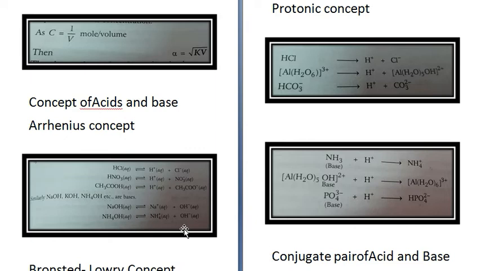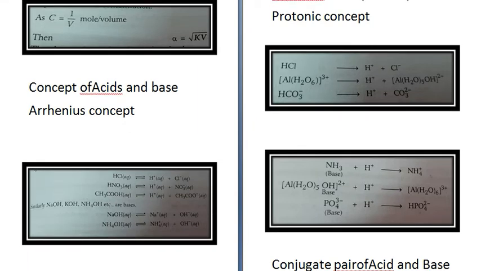Now, the limitation of this concept. This concept is valid in aqueous solution. Acid-base reactions occurring in non-aqueous solution cannot be explained by this concept. It cannot explain the acidic behavior of AlCl3, NH4Cl, CO2, SO2, etc., and basic characters of substances like NH3, CaO, etc.